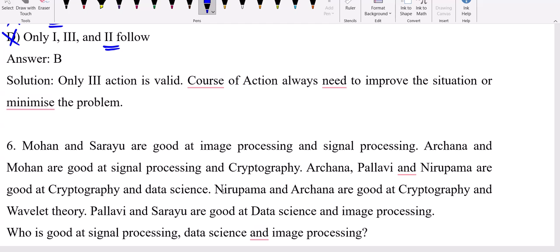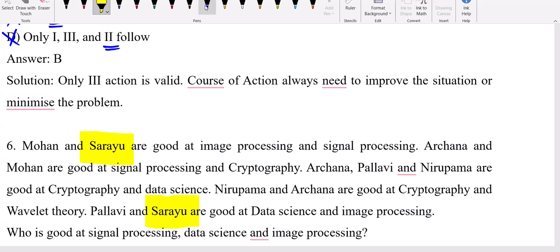Prepare the table. This comes under the puzzle test. Prepare a table related to the candidates' names and which area they are good at. They'll get options like Nirupama, Archana, Mohan, Sarayu. Only those candidates' names will be given. You decide who is good in all three subjects: signal processing, image processing, as well as data science. I hope by seeing it itself you can get a clear idea, right? Who is that? Sarayu. See, Sarayu is here for image processing and signal processing, and Sarayu is good at data science. So Sarayu is the answer.